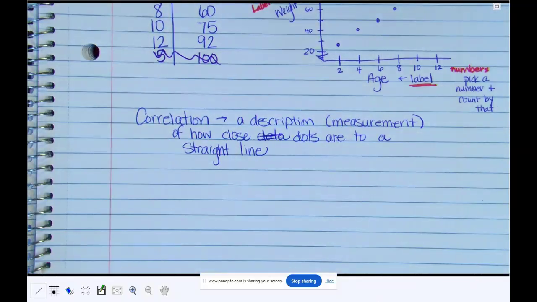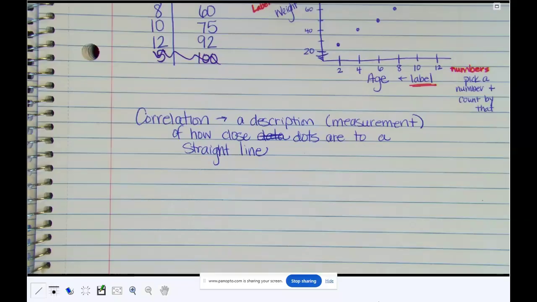I put measurement in parentheses because when you get further, do you talk about the number for correlation? If you get into pre-calculus or you take AP statistics, we talk about the number. It's actually a measurement that's out there, but for us, we're just going to describe it. It is a description of how close our dots are to a straight line.